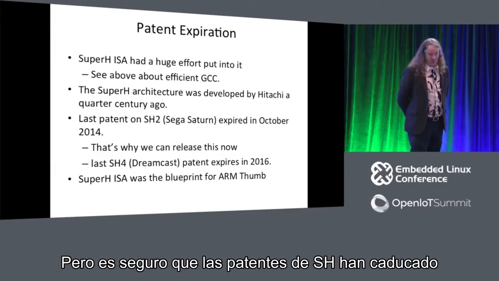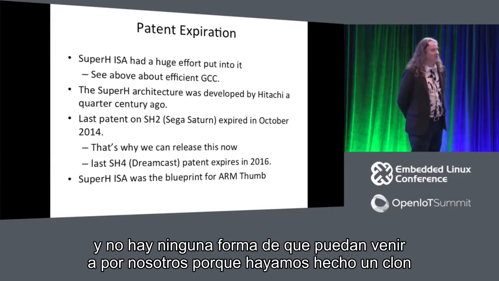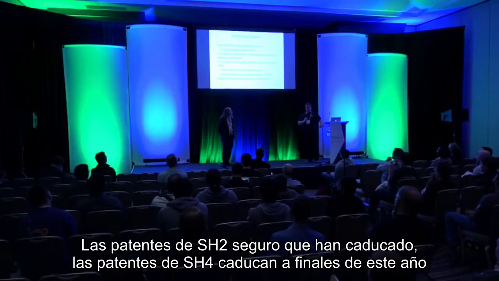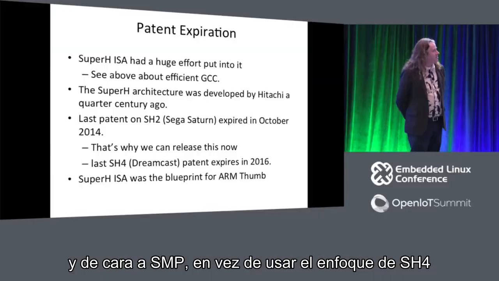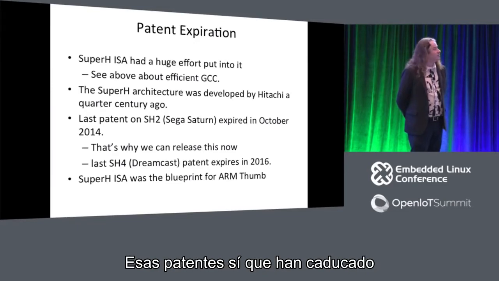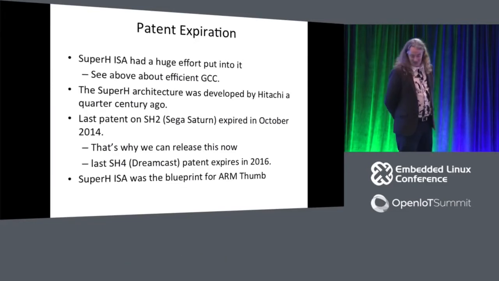But it's for sure that the SH patents have expired, and there's no way that they can come after us because we're basically a direct clone with some new instructions. The SH2 patents, we're sure, have expired. The SH4 patents expire later this year. And the SMP side, instead of using the SH4 approach to that, we directly took the System 390 approach or the System 360 approach from IBM. Those patents have really expired. Really expired. Go ahead.